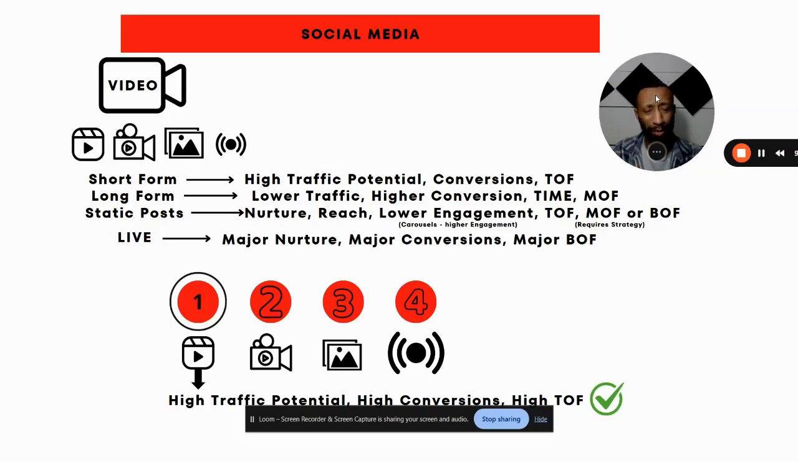And then you have your static posts, which are good for reach as of right now, based on the current social media market. It's good for nurturing. It has lower engagement. It's better for carousels. If you do carousels, you can get higher engagement. It's top of funnel, middle of funnel, which requires strategy, and bottom of funnel.